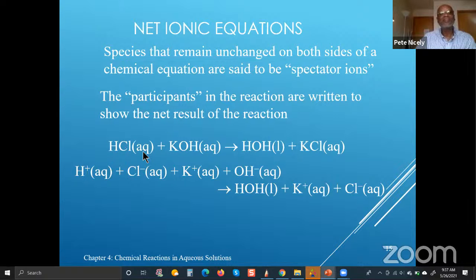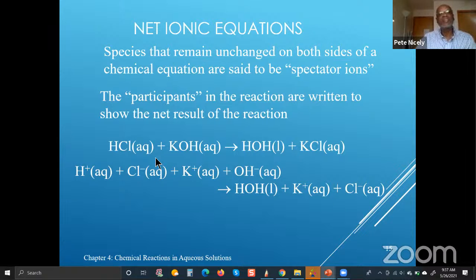The HCl here will be dissociating to form H plus and Cl minus. The KOH will dissociate to form K plus and OH minus. The water will remain intact, so we leave that as it is. And the potassium chloride, because it's an ionic compound in an aqueous solution, that too will undergo complete dissociation to form K plus and Cl minus, all right?